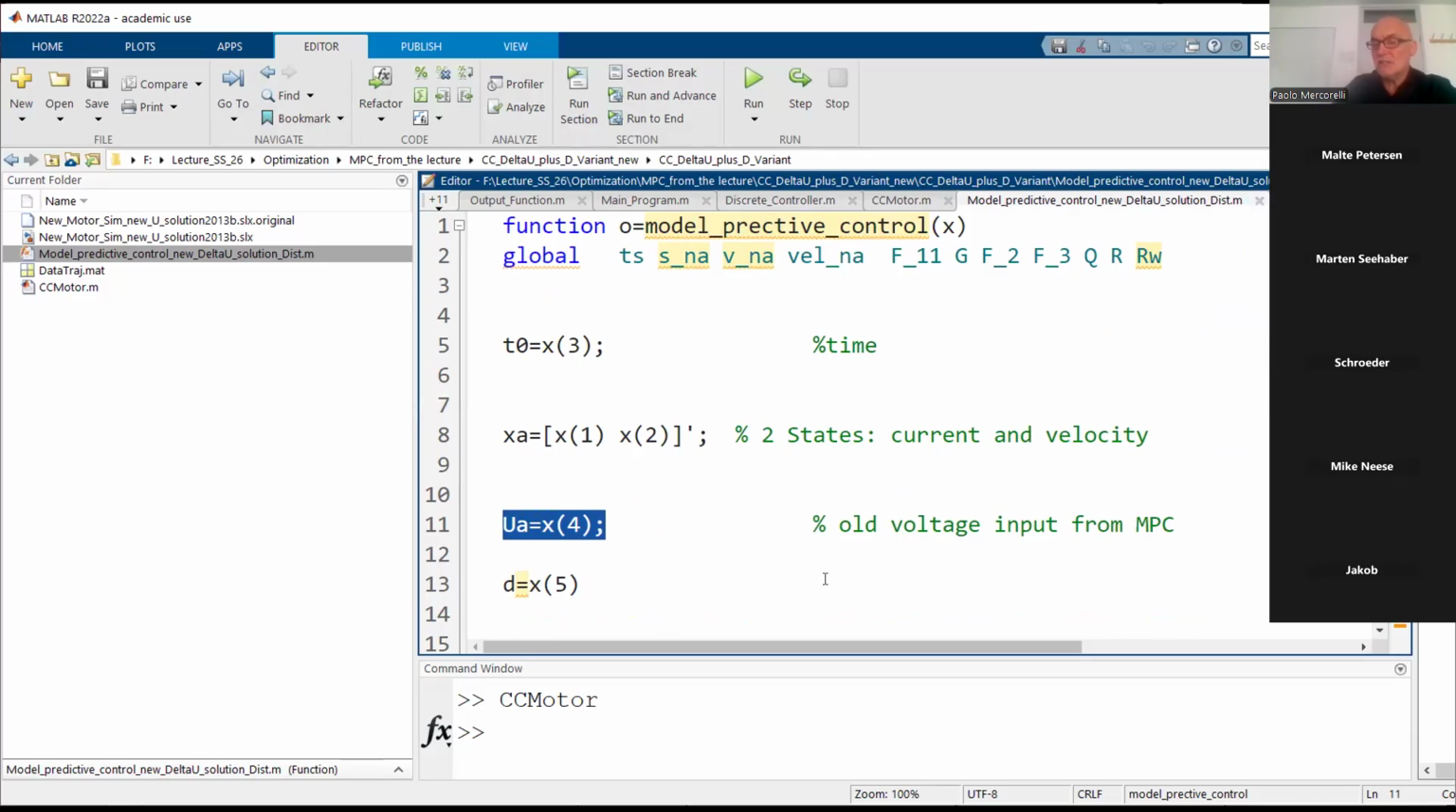Therefore, here, old voltage input from MPC. Think about it. Each time I calculate delta as an optimal value, and I sum it up to the previous UK minus 1, which is not a delta. It's already recalculated, because I'm considering each time UK minus 1 plus delta to be applied to the system. I apply u, it's not delta.